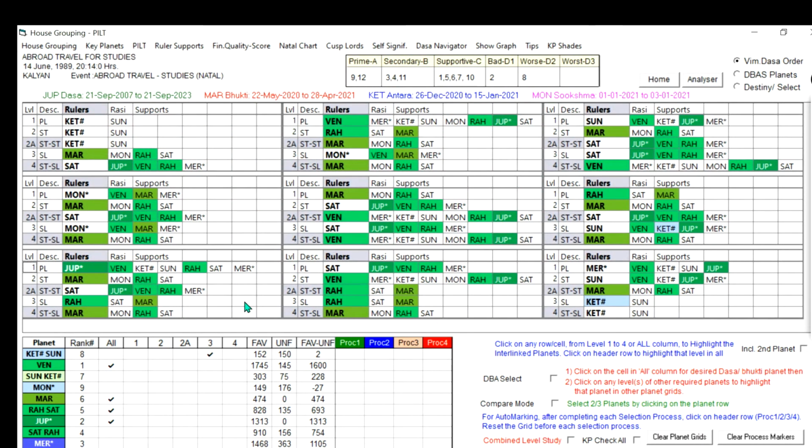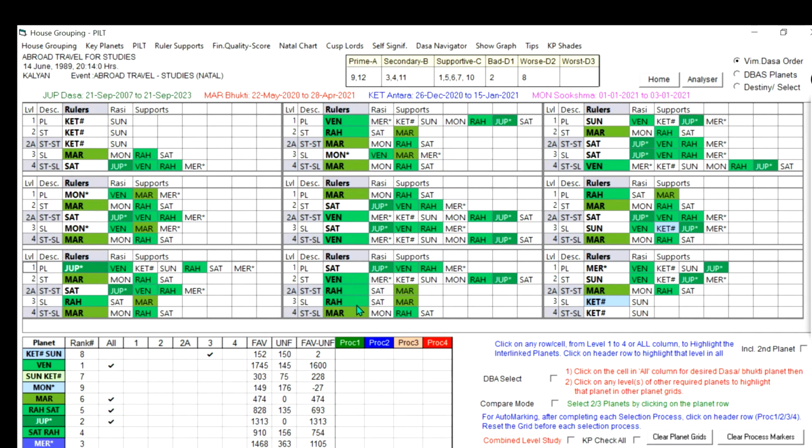With the help of this PILT table, by studying the key planets and identifying the favorable key planets, we can easily identify the planets which are having those favorable key planets playing important levels. So that way we can identify Saturn is a good planet who can support the abroad travel.